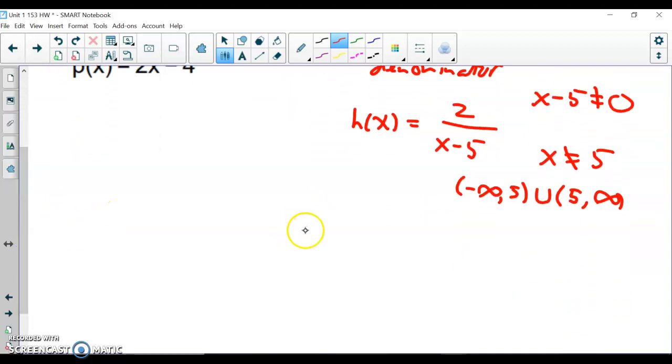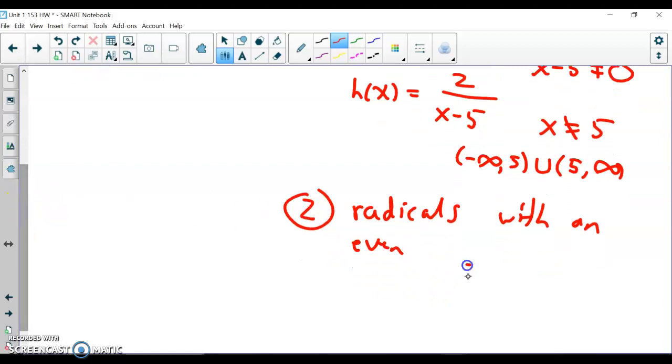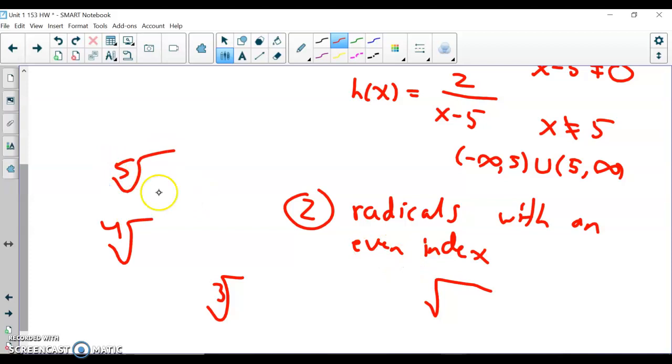The other thing to look out for is radicals with an even index. That's just a fancy way of saying something that is simple. Let me explain. A radical is a root operation. So square root, for instance, is a radical. You can take the cube root, the 4th root, 5th root, and so forth. The index is just that value here, that n. This is the index. It's the root that I'm taking.